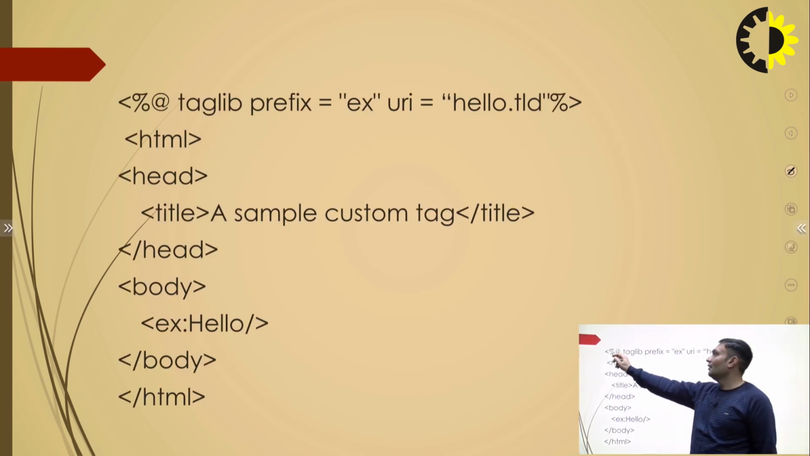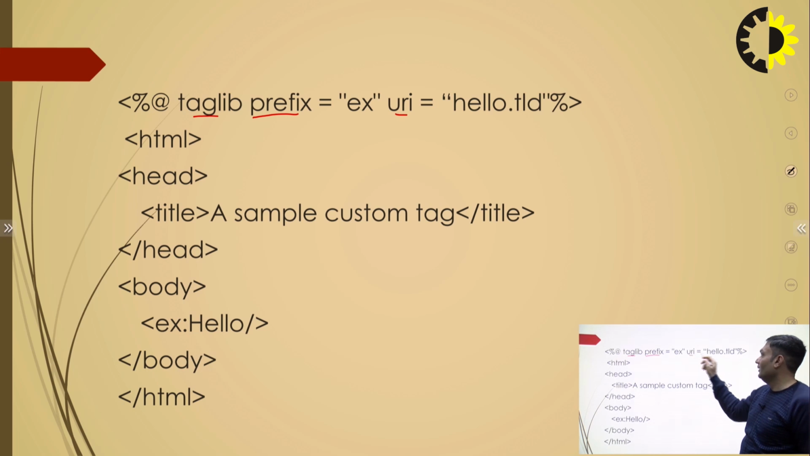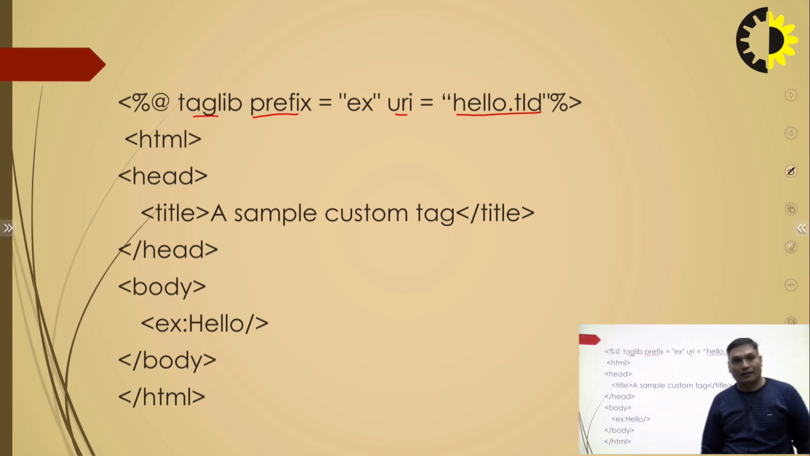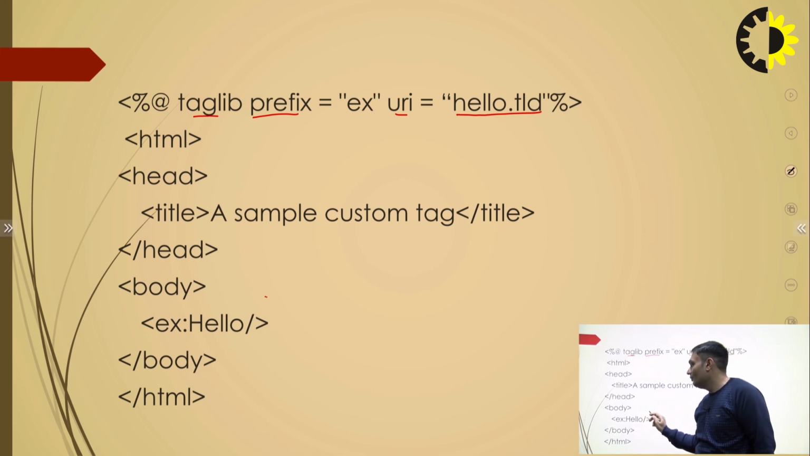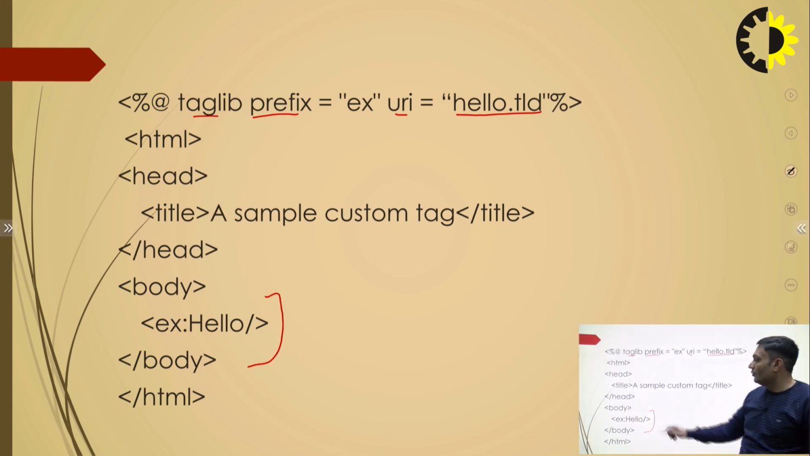So first we will write taglib prefix, uri is hello.tld that we have created earlier in step number 2, and we will use the hello tag here in this HTML body. So hello is used here. In this way we have created a tag, the name was hello. First we create the tag handler, then we create its tag library descriptor, then we will use it in our HTML program.